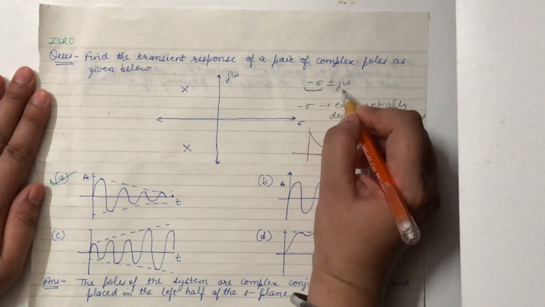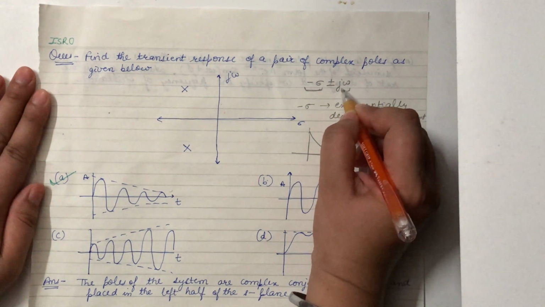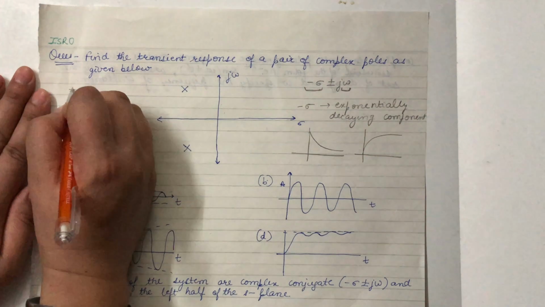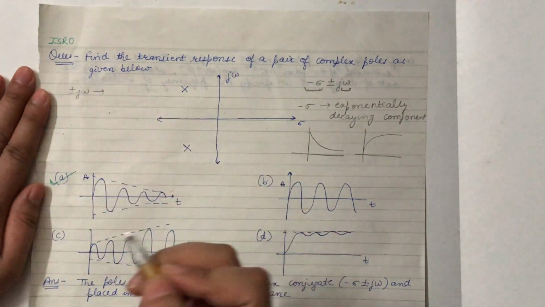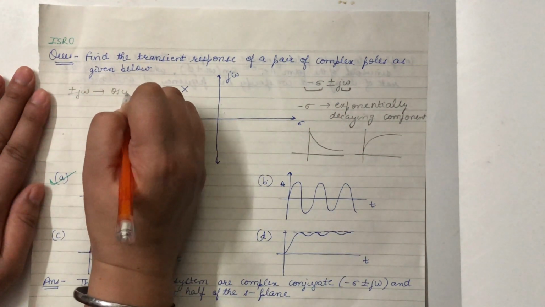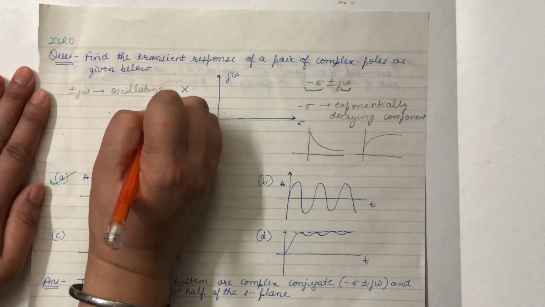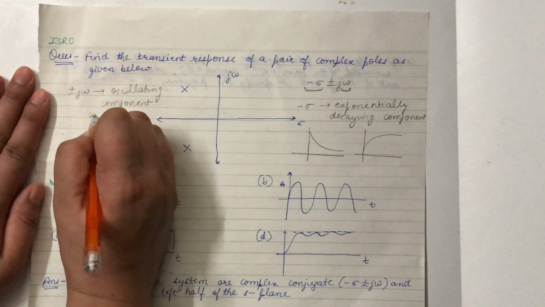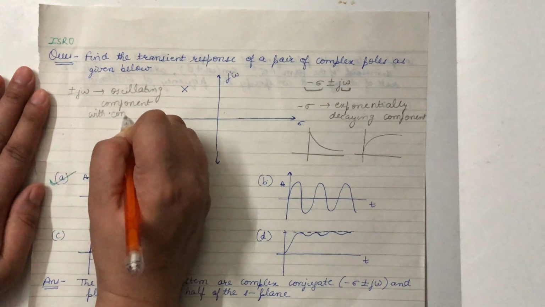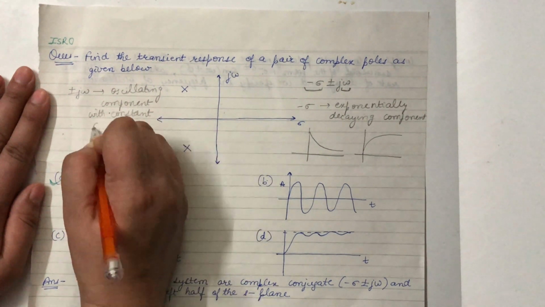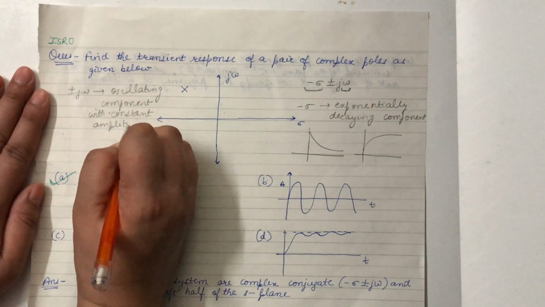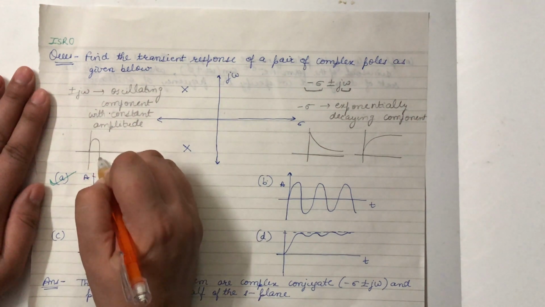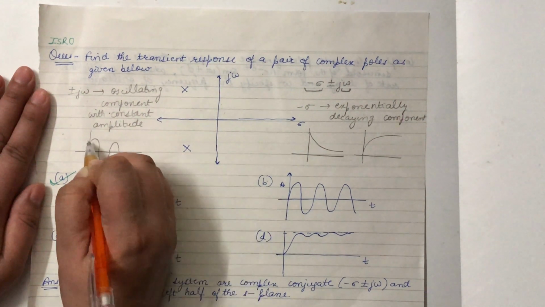In this complex pole, now we'll see the response generated due to the imaginary pole pair. The imaginary pole pair will generate a response which is an oscillating component with a constant amplitude. So the response generated due to imaginary poles is an oscillating function with a constant amplitude.